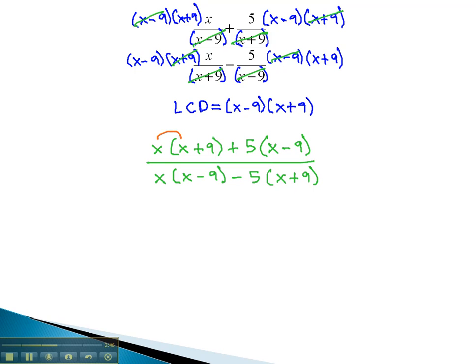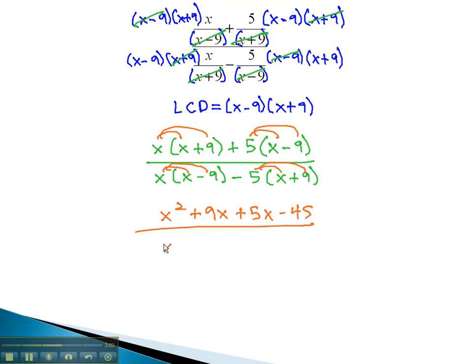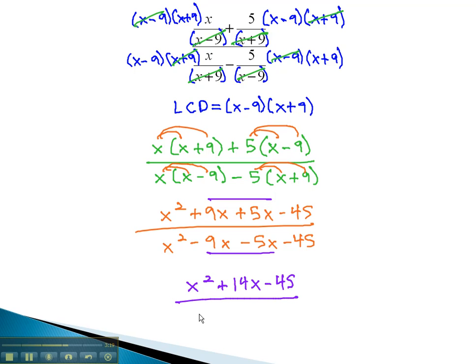To simplify, let's multiply out the numerator and denominators by distributing the monomials through the binomials. This gives us x squared plus 9x, plus 5x minus 45, over x squared minus 9x, minus 5x, minus 45. By combining like terms, we get x squared plus 14x, minus 45, over x squared minus 14x, minus 45.